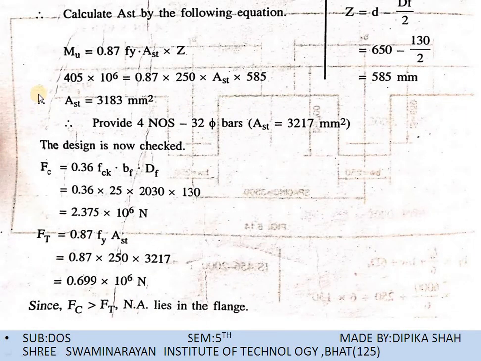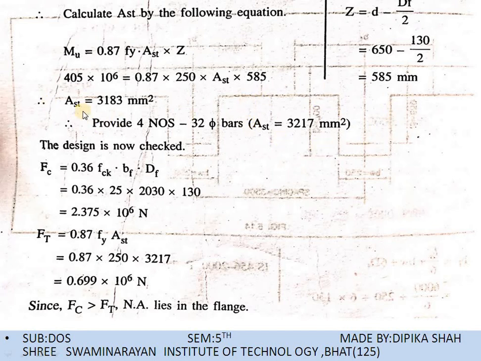Now for the design of the T beam, first of all we have to calculate Ast. For finding Ast we have an equation of mu, and we will put all values of Fy and Z in this equation and we will get the area of the steel. So here the area of the steel is 3183 mm square. So we will provide this area of steel. Here we will provide 4 numbers of 32 dia bars, so our provided area of steel is 3217 mm square.